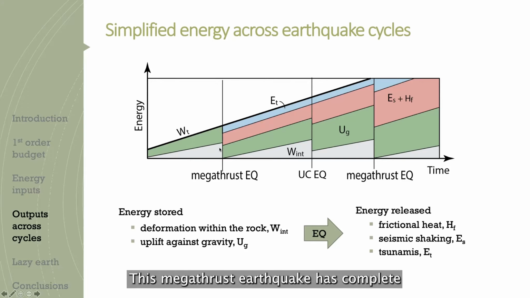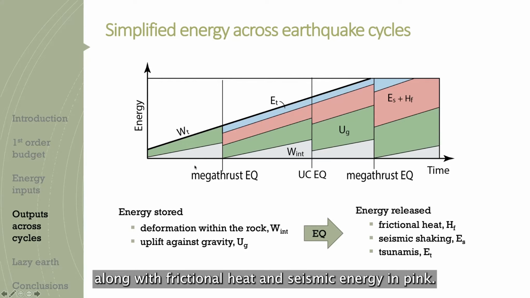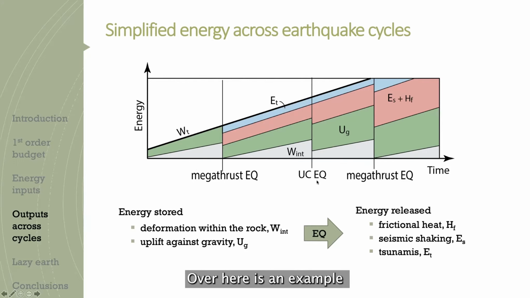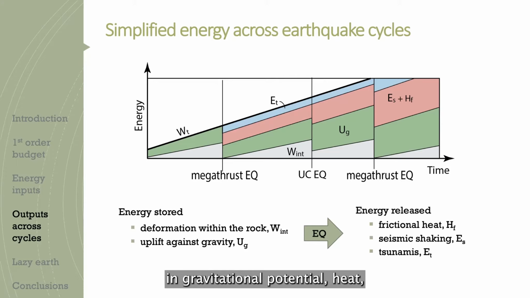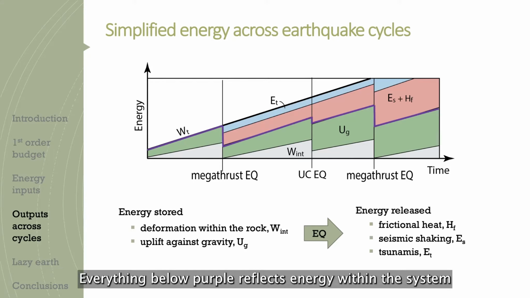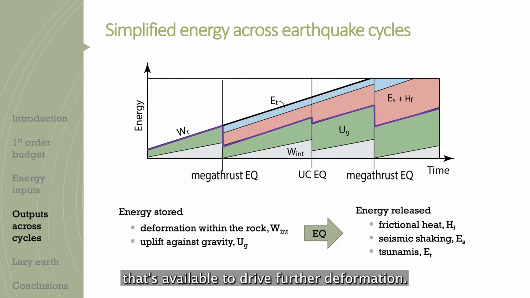This megathrust earthquake has complete stress drop and produces a tsunami in blue, along with frictional heat and seismic energy in pink. Over here is an example of an upper crust earthquake, which has lesser stress drop and smaller changes in gravitational potential, heat, and seismic energy. The purple line that I just added separates the conservative terms from the energy lost to the system. Everything below purple reflects energy within the system that's available to drive further deformation.